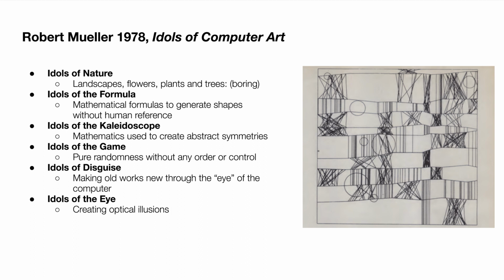The last one is idols of the eye, the use of computers to generate optical illusions. His point is optical illusions in and of themselves are not saying very much. They're interesting, but they can quickly lose interest once a viewer sort of understands them. So creating art that just quote-unquote looks cool, maybe that's not enough. Maybe that's not interesting enough. And Mueller here is suggesting that that is another barrier that computer artists should be working and thinking about transcending. It's a crutch. All of these are cliches or crutches that artists are relying on.